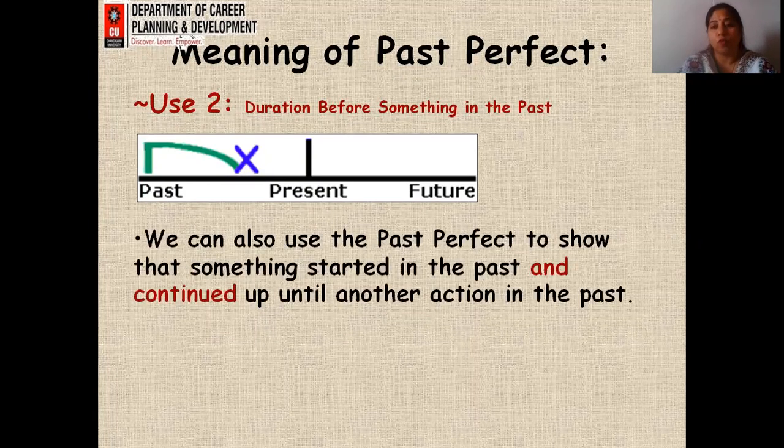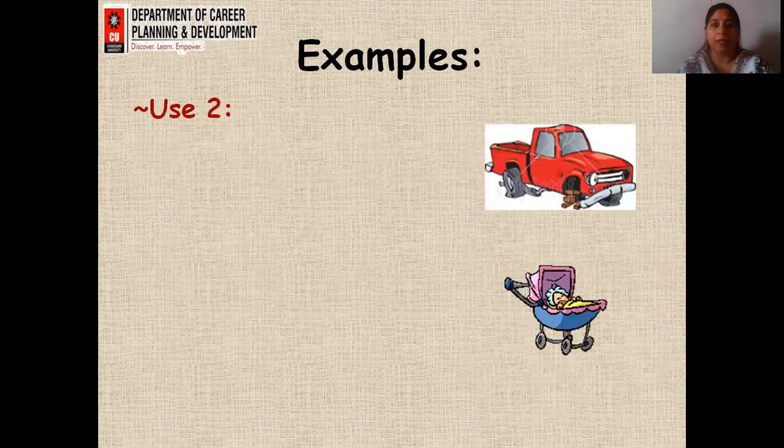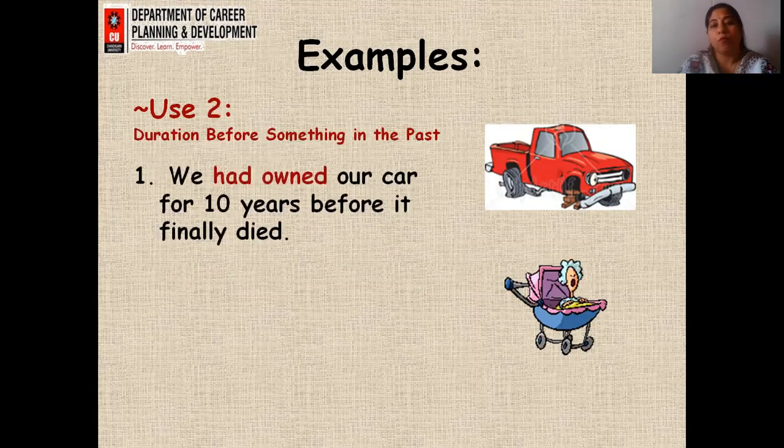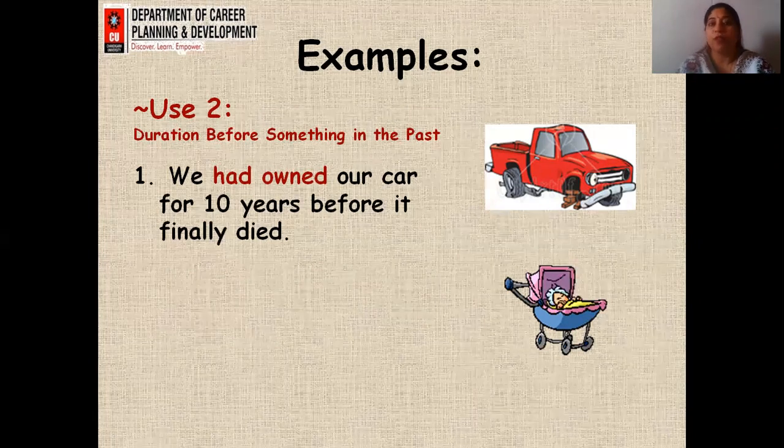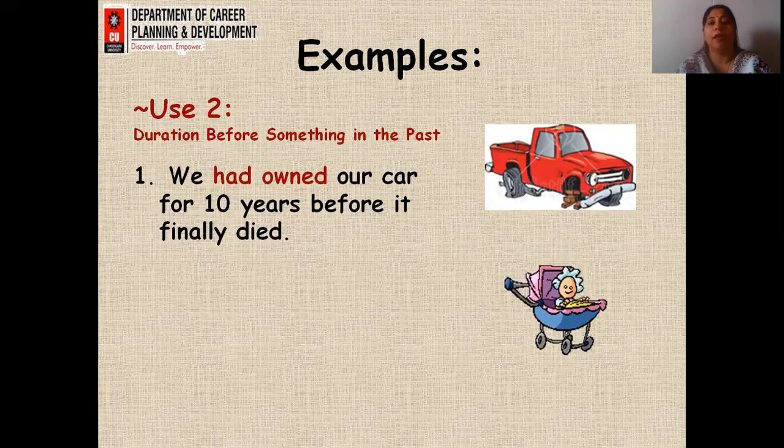Next is when we are using it for the duration before something in the past. We can also use past perfect to show that something started in the past and continued up till another action in the past. So examples are here. Duration before something in the past. We had owned our car for 10 years before it finally died. So we are giving a duration of time, and we are giving an example of the past. We had owned our car for 10 years before it finally died.